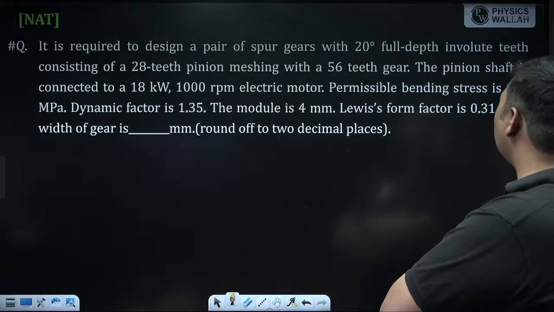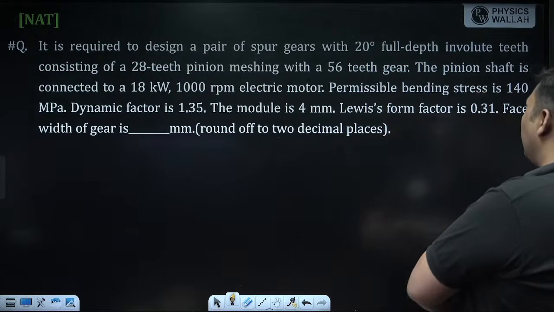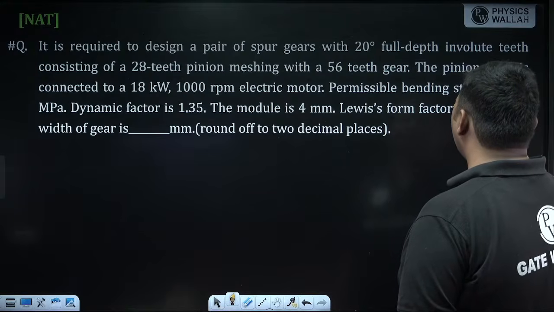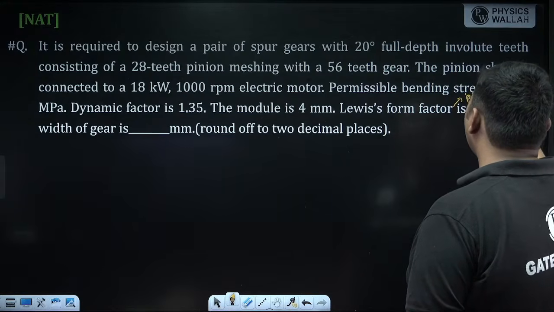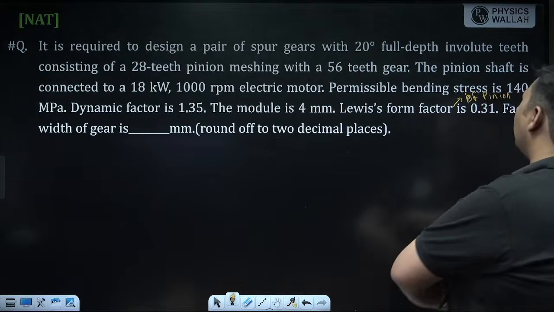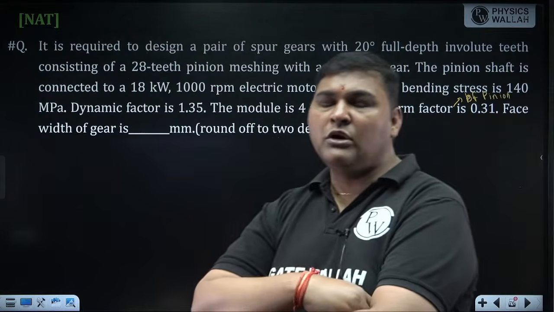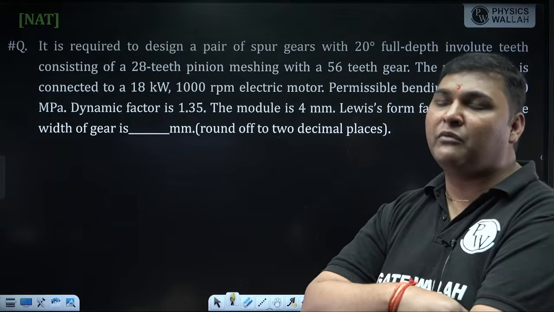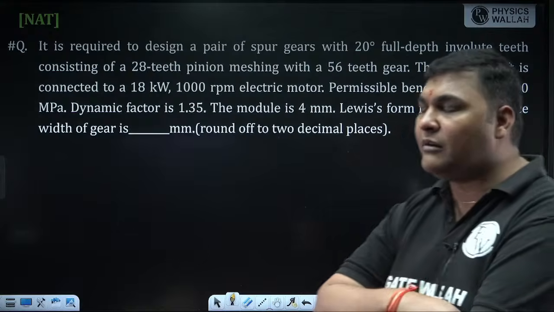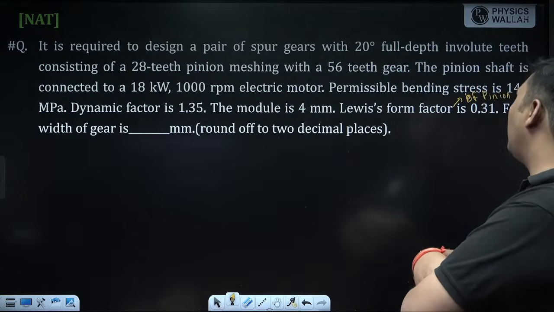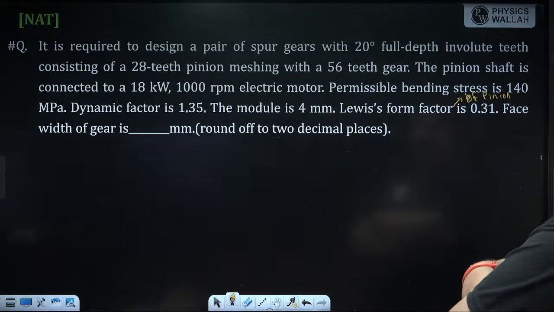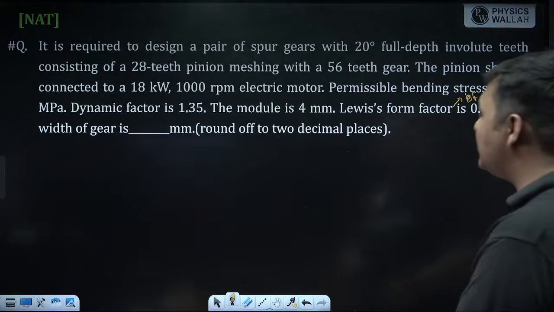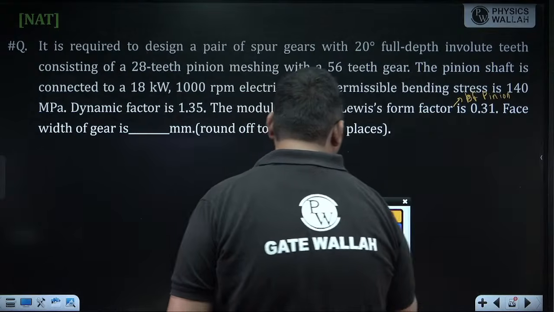Then the face width of the gear. Actually, it should be mentioned which gear the Lewis form factor is for. Actually, it is for the pinion. It should be mentioned, but even if it is not mentioned, if only one Lewis form factor is given, here we require the Lewis form factor of the pinion. I will explain how. So you can directly consider this as the Lewis form factor of the pinion. Then he is asking what is the face width of the gear. It is a question of design because permissible stress is given.